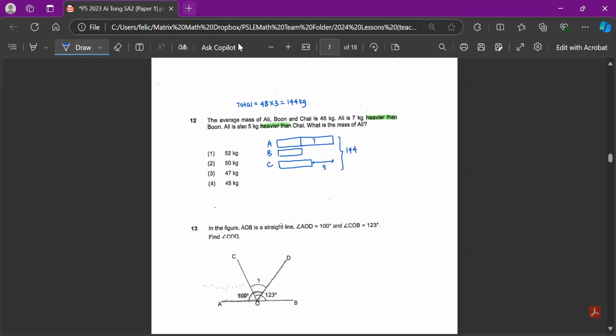Once this is done, our next step is to cut all the models such that there are 3 equal units. So I see Ali and Boon is already 1U here, but Chai here doesn't have 1 unit shown.